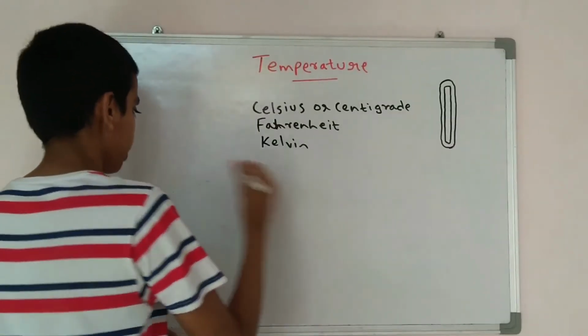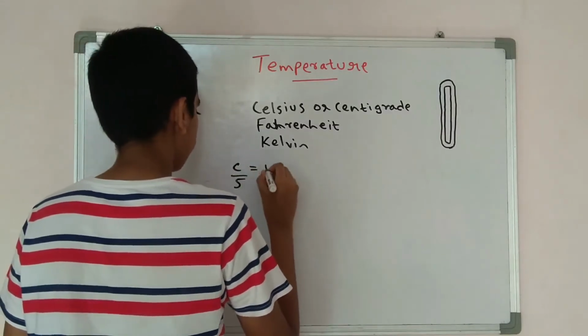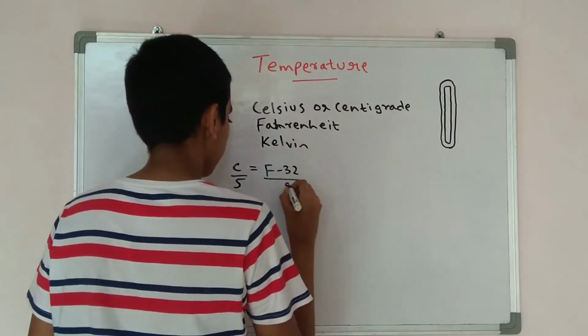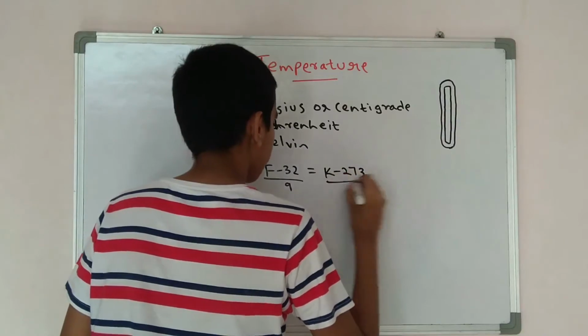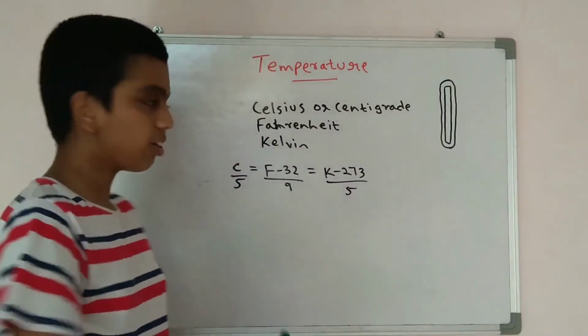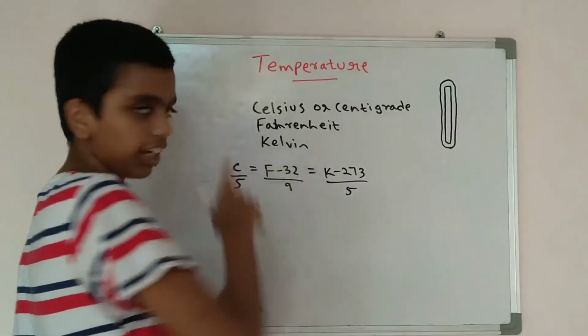There is one equation, which is C by 5 is equal to F minus 32 by 9, that is equal to K minus 273 by 5. This is the equation in which we equate all these three units. C is Celsius, F is Fahrenheit and K is Kelvin.